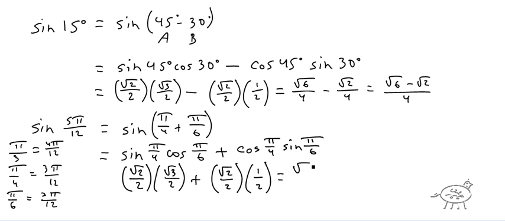So that's equal to square root of 6 over 4 plus square root of 2 over 4, which is square root of 6 plus square root of 2 over 4. That's my answer for that. So that's pretty easy. Notice these are all angles that are acute angles. Okay, so again, just like before, what happens if you have something that's not an acute angle? Very simple. So let's do a nice little example here.